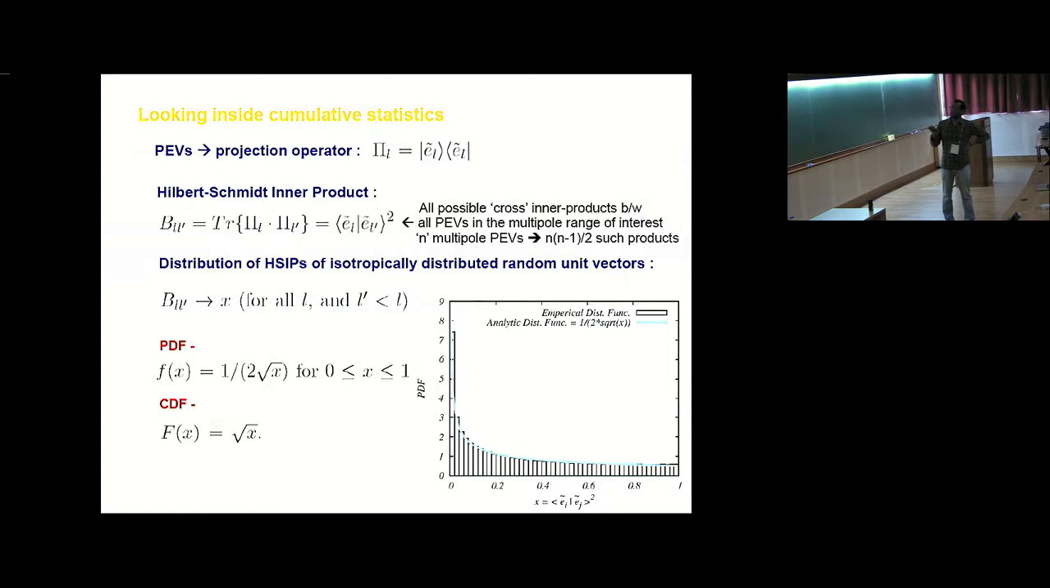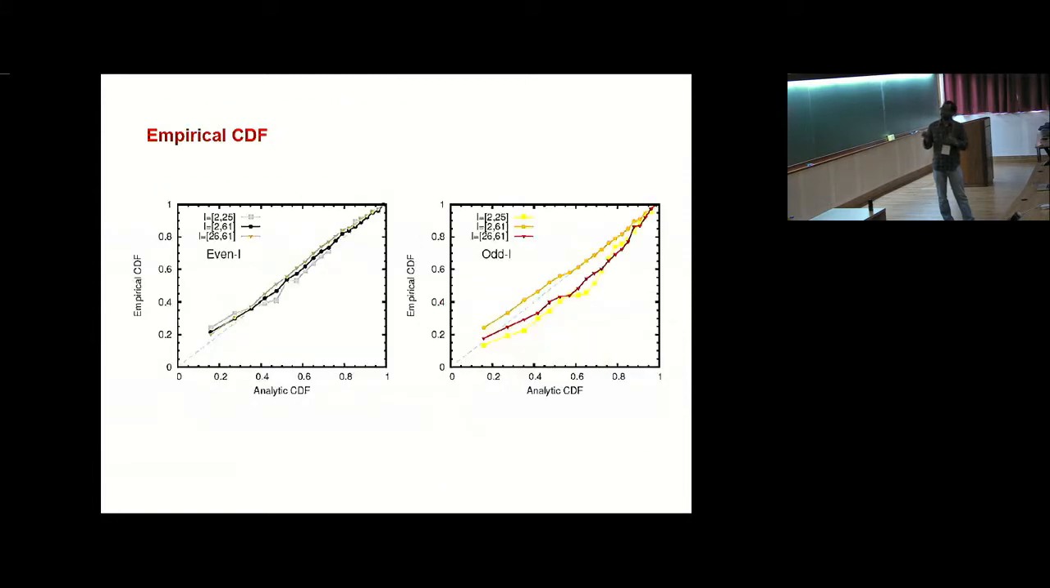Then they can be converted into an operator like this, a projection operator, and you can define what is called a Hilbert-Schmidt inner product. They have a known PDF which is given by this, and then a cumulative PDF is given by this. Now that we know this analytical PDF of these Hilbert-Schmidt inner products, we can compare them with data. So let me skip to the PDF, the CDF.